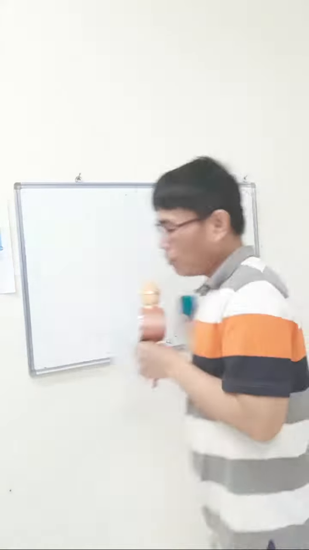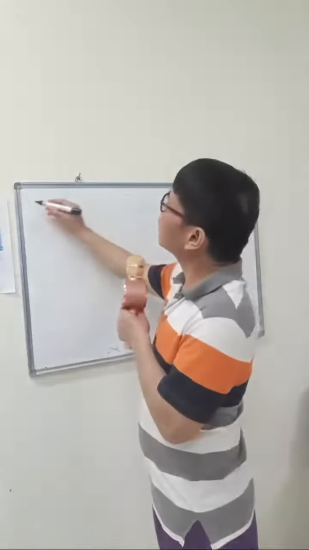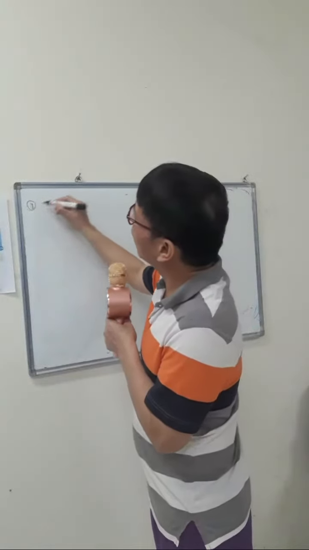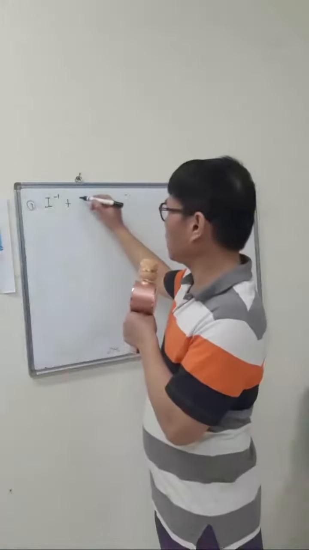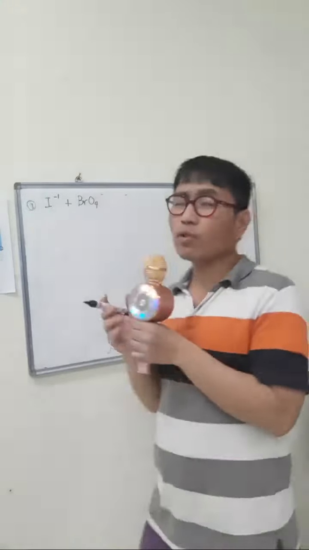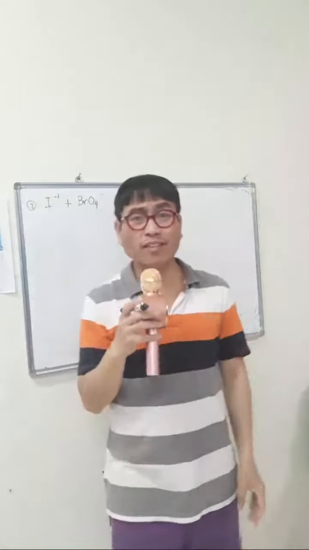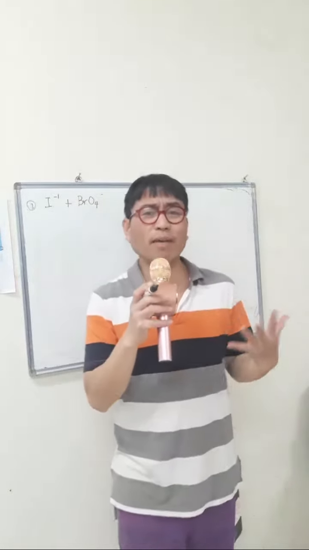Okay, number 1, we have an example. So like this. Iodide, so example number 1, right? Iodide, -1 charge, right? Plus, what's this? Bromate, BrO4. Be careful also because in redox sometimes it will be given in statements or words only, and you have to put the chemical formulas.